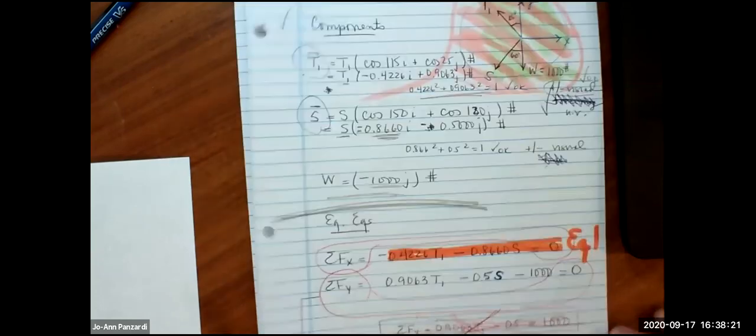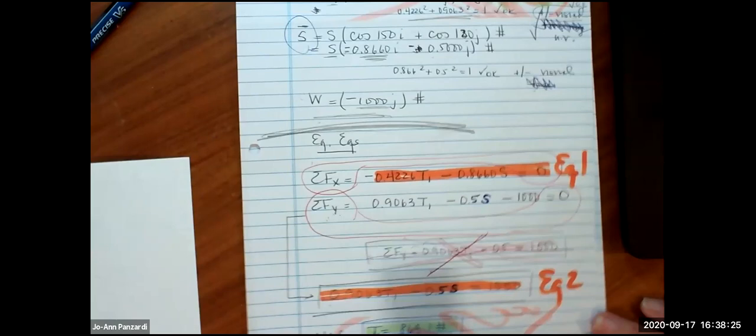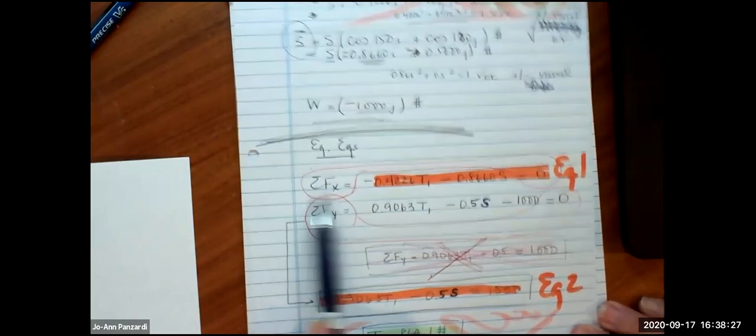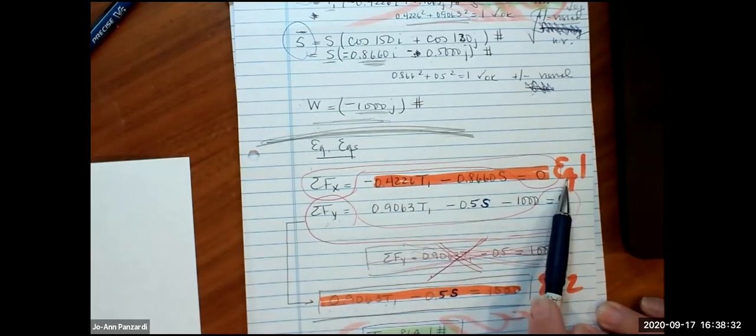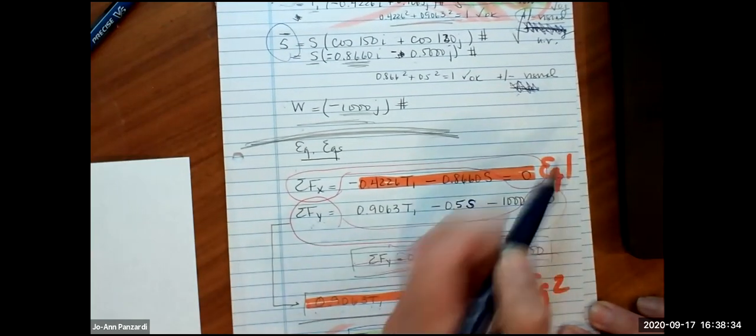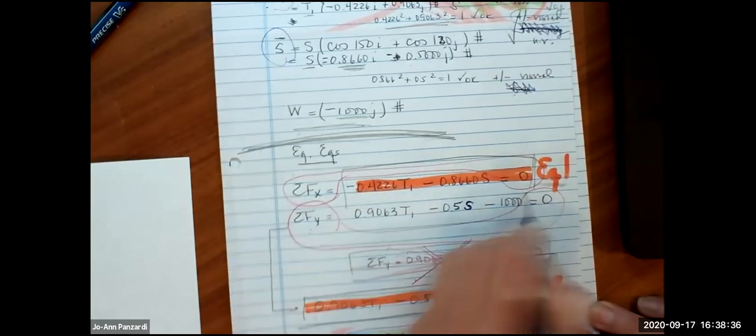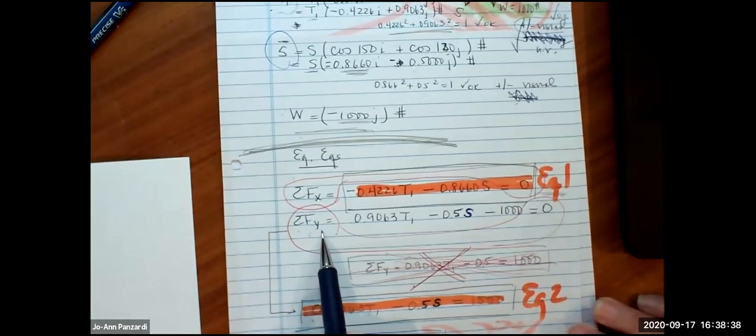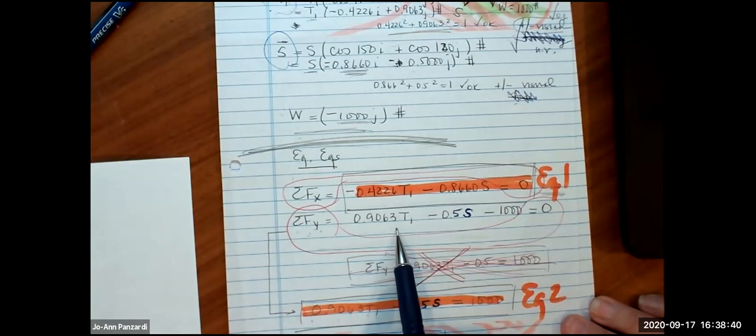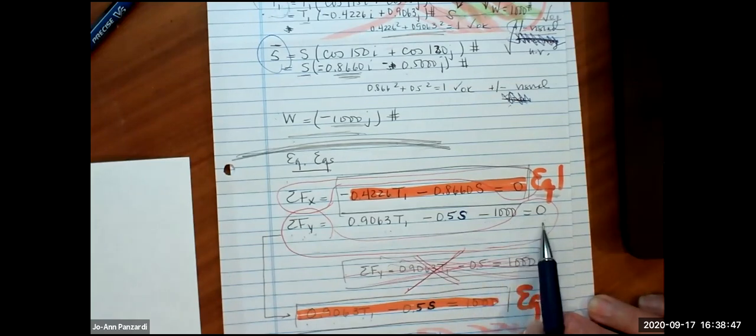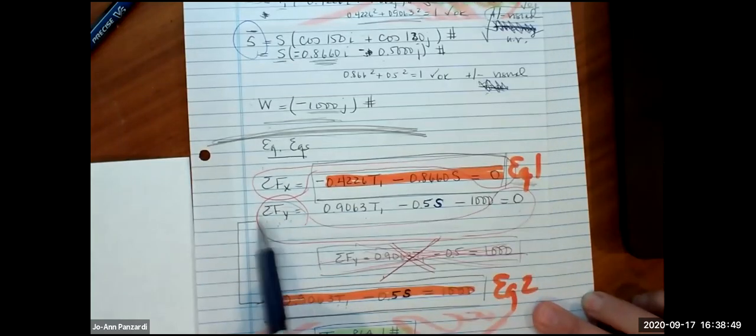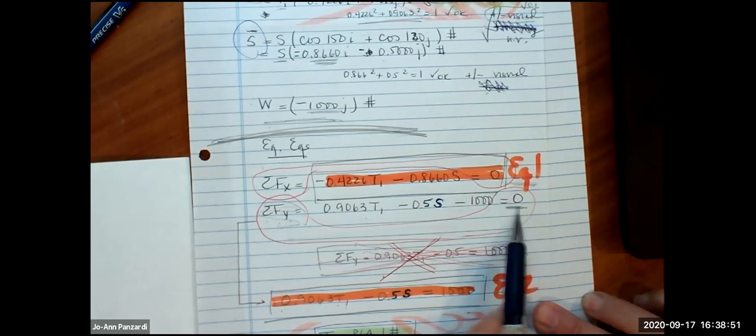Okay, once you do the components, then you set up your equilibrium equations. Sum of the forces in the X, you add in T1X and SX and it equals 0. And this is my equation 1. I always box it in. And then I did sum of the forces in the Y, and there was a T1Y, and there was an SY, and then there was a minus 1,000 equals 0. Remember, sum of the forces in the y and x always have to equal 0.